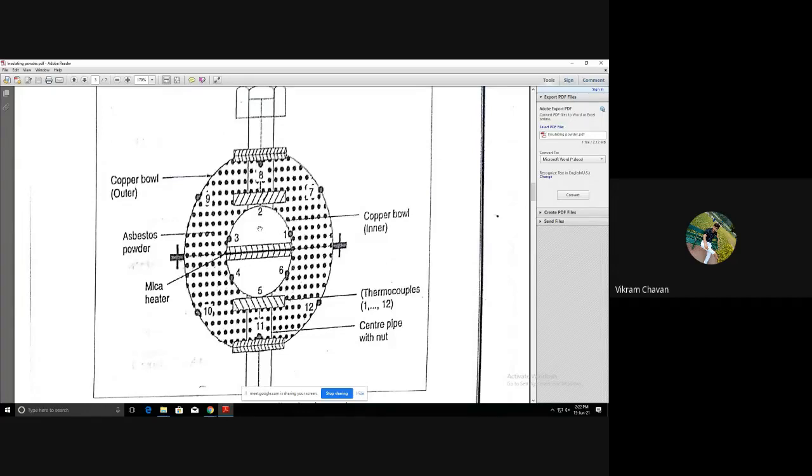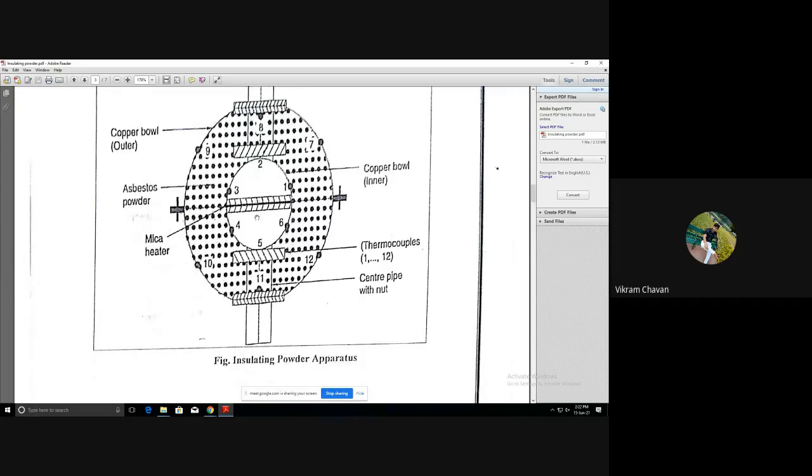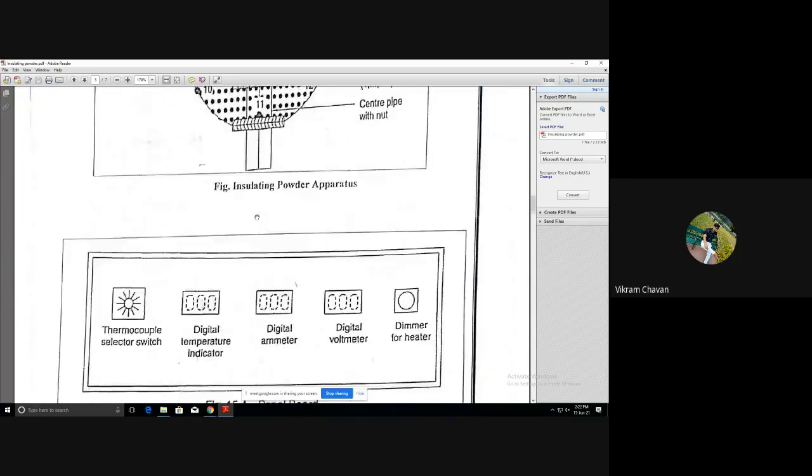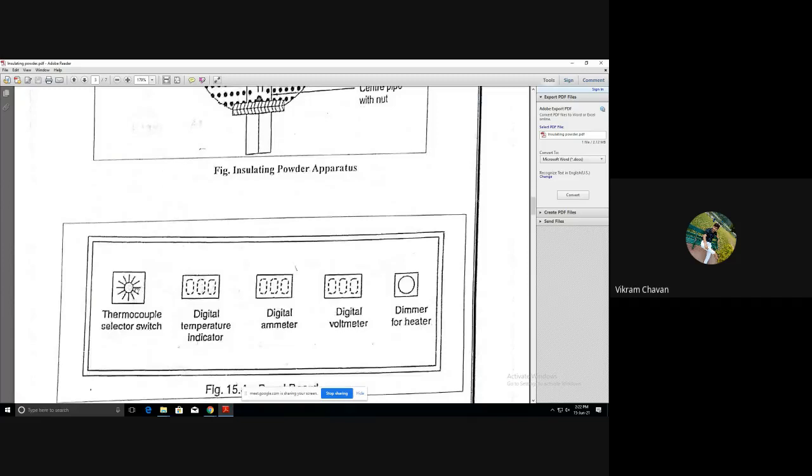So these thermocouples are connected to the temperature indicator. The thermocouple switch is there, and a digital temperature indicator is there. To this digital temperature indicator, all 12 thermocouples are connected. Then a digital ammeter is there, which will show you the current reading, and a digital voltmeter is there, which will show you the voltage.